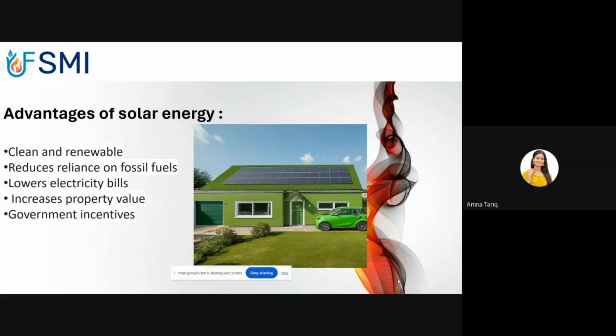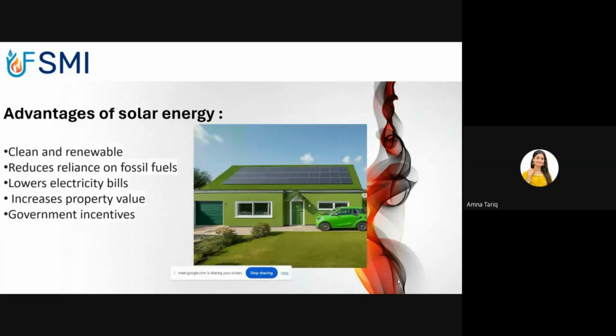Reduce reliance on fossil fuels, which helps to decrease our dependence on non-renewable resources. With the help of a solar energy system, we get lower electricity bills. Mostly we install a solar energy system because we want to reduce the electricity bill. This is a very big problem for each country, each house, each city. So I think the number one advantage is lower electricity bill, and clean and renewable energy.